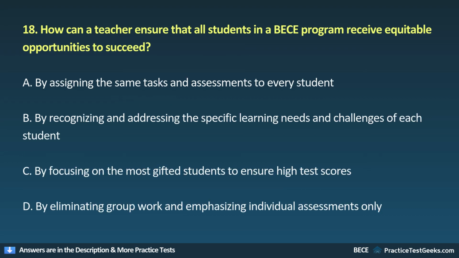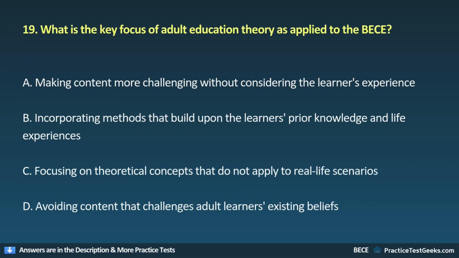18. How can a teacher ensure that all students in a BECE program receive equitable opportunities to succeed? A. By assigning the same tasks and assessments to every student. B. By recognizing and addressing the specific learning needs and challenges of each student. C. By focusing on the most gifted students to ensure high test scores. D. By eliminating group work and emphasizing individual assessments only.